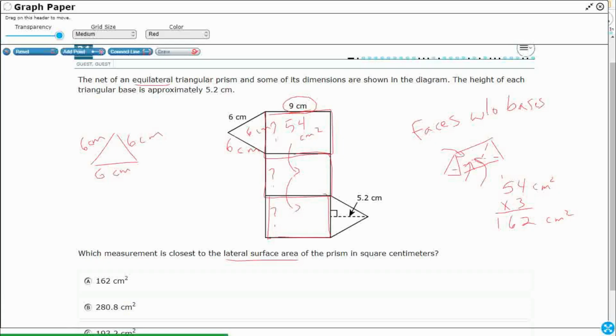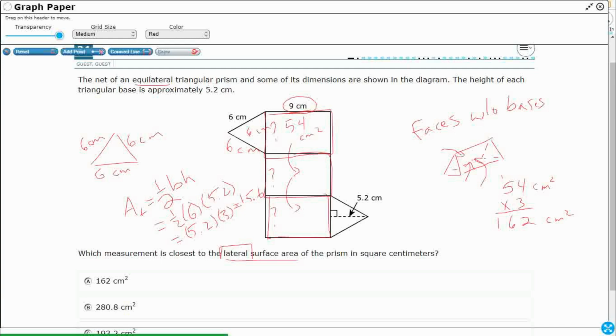But let's look to see what happens if we didn't notice that it's the lateral surface area. If we did total surface area, I bet we're going to find that answer there as well. And remember, our area of a triangle is 1/2 base times height, right? So we've got our base as 6, and then our height is 5.2. So I'm just going to multiply 1/2 times 6, that's 3, times 5.2. And that's going to be 15.6.